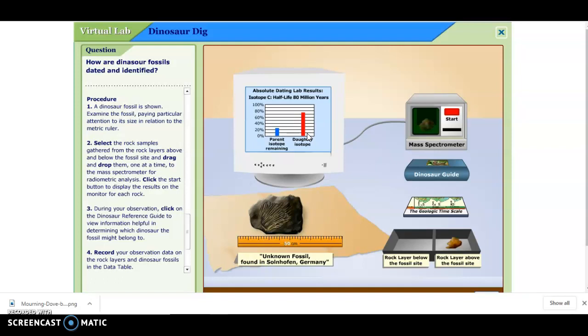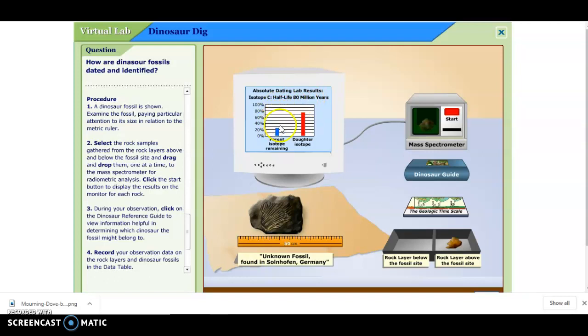in breaking down. So how do we figure this out? Well, this rock has 25% of isotope C left in it, and it takes 80 million years to break down halfway. So here we can think about, to get down to 50%, that would be 80 million years, because that's half.